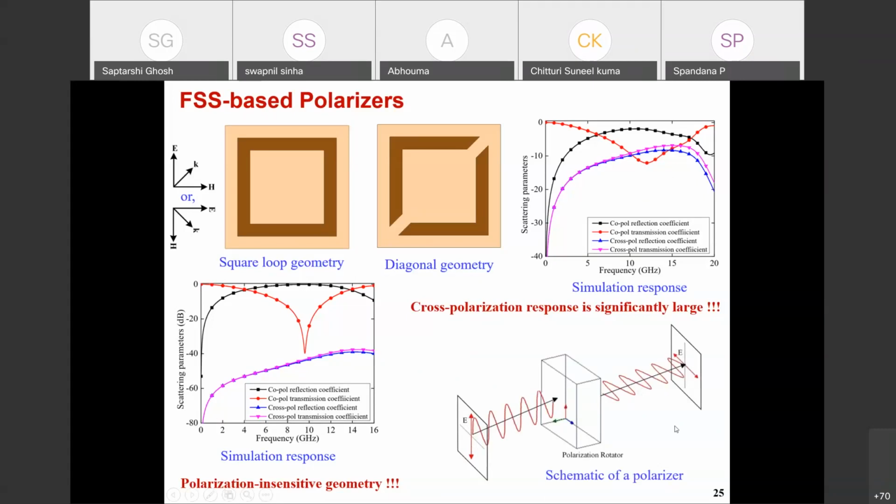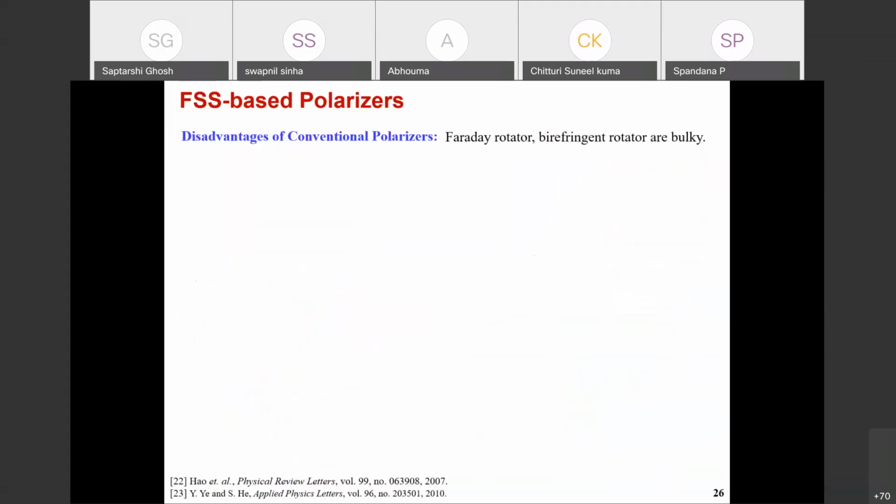So this you can consider a polarizer structure also. The polarizer structure has several applications, which have previously been realized using the Faraday rotator or birefringent rotator, etc. But those conventional polarizers are mostly bulky and heavyweight, so they are not suitable for practical applications. Then comes the metamaterial-based or FSS-based polarizer.